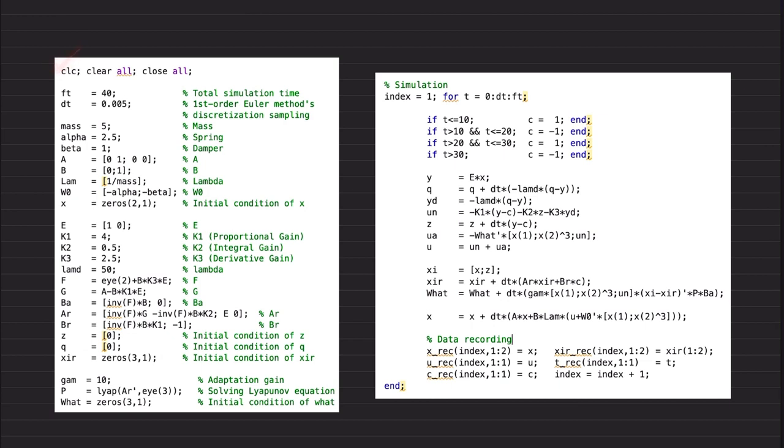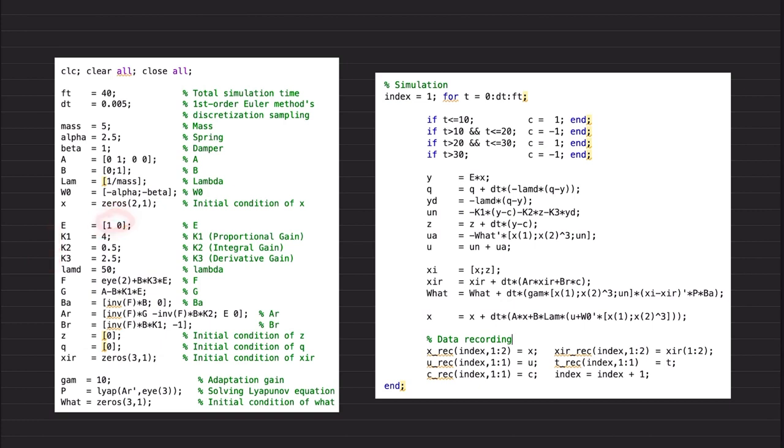Cleaning routine, discretization, and first order Euler's methods discretization. Mass spring damper, A and B matrices, lambda here, W0, initial condition for states. Again, you can code it by yourself. You can play with K1, K2, K3, proportional, integral, and derivative gains. In this example, since we only have one output, they are scalars.